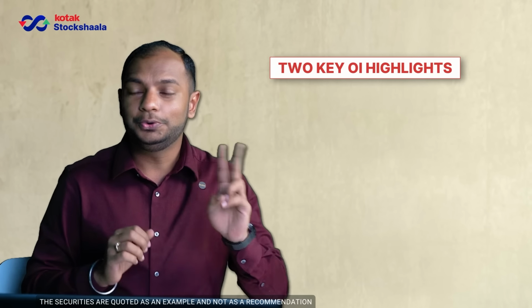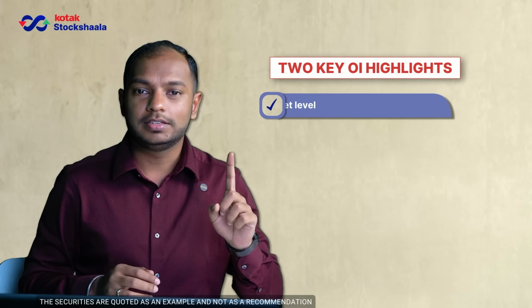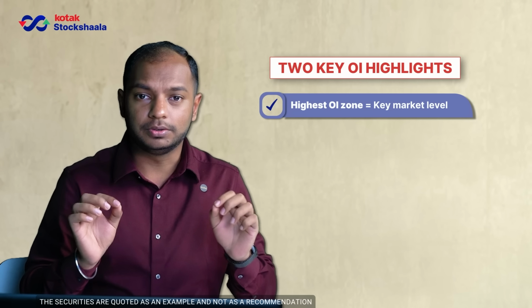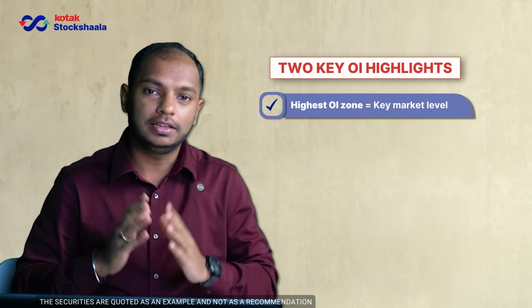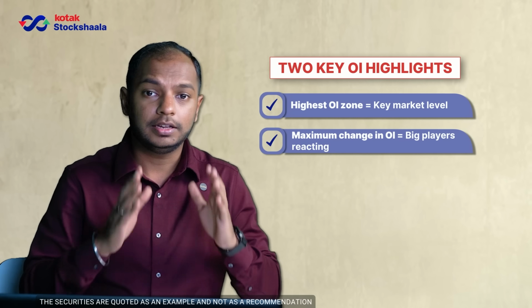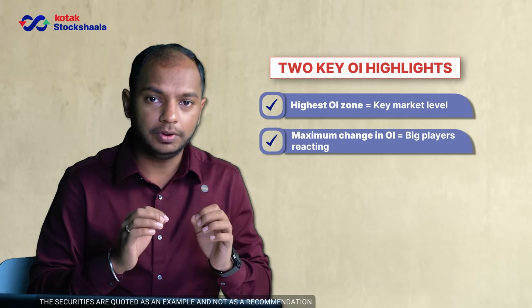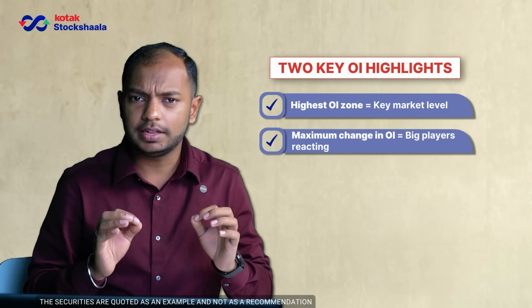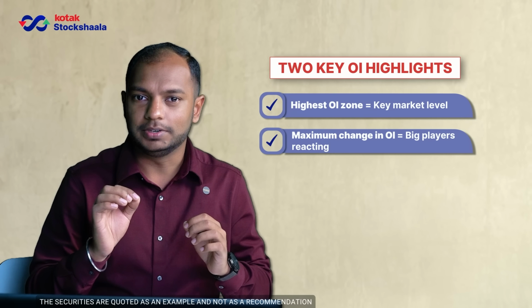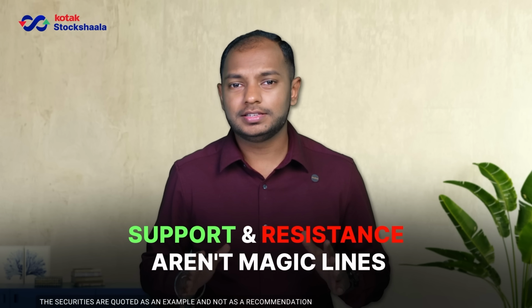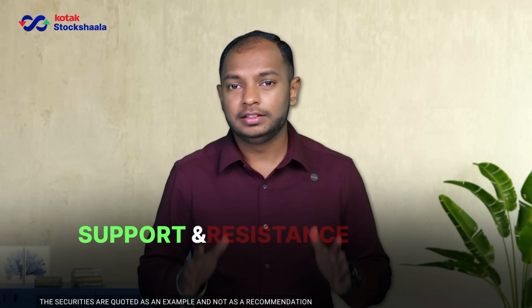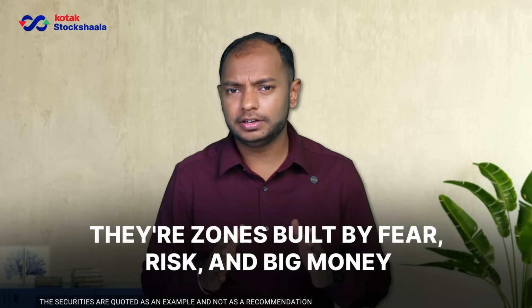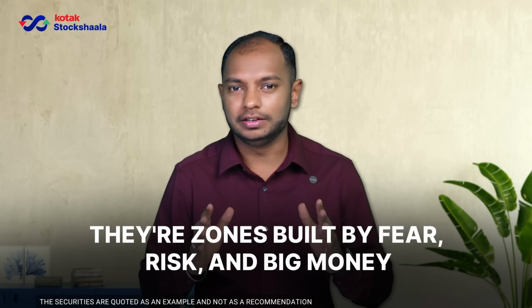So here are two key highlights. First one is that if there is highest OI zone, then it means that is a very key level. And the second is that if there is maximum change in OI in a specific strike, that means that big players are reacting to it. Support and resistance are not magic lines. They are lines created by fear, greed, as well as big money.